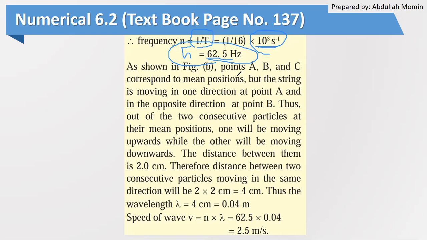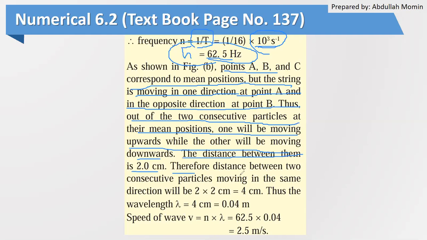Now, as shown in diagram B, points A, B and C correspond to the mean position, but the string is moving in one direction at point A and in the opposite direction at point B. Thus, out of two consecutive particles at their mean position, one will be moving upward while the other will be moving downward. So the distance between them is 2 centimeter. Therefore, the distance between two consecutive particles moving in the same direction will be 2 into 2 centimeter, that is, the wavelength is 4 centimeter. Now, how did this wavelength of 4 centimeter come? Here we refer to diagram B.